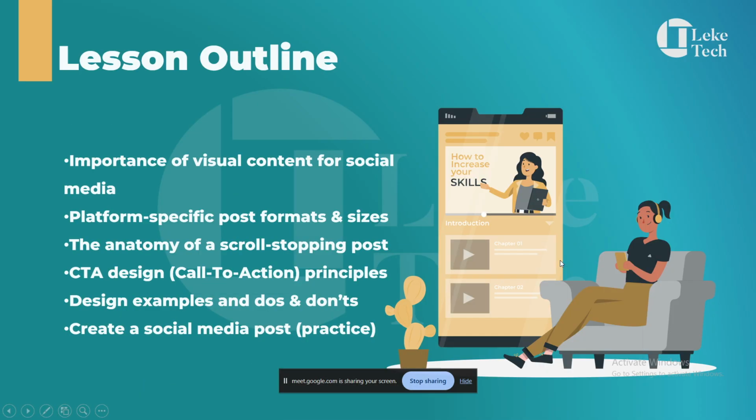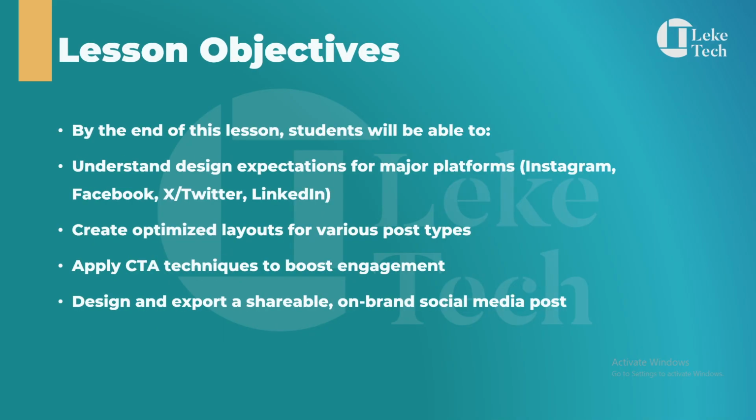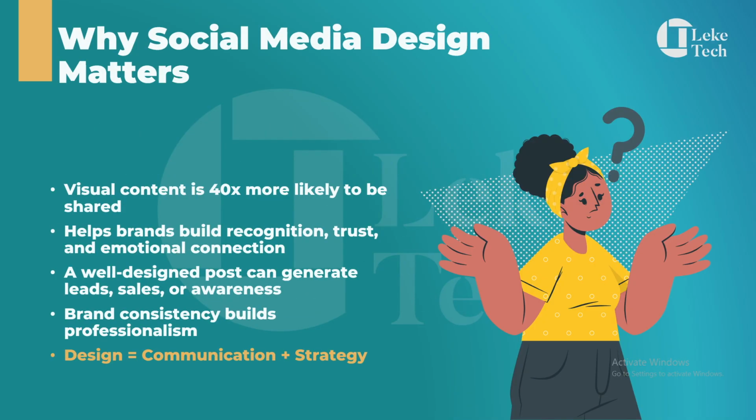Okay, today we'll be seeing the importance of visual content for social media, platform-specific post formats and sizes, the anatomy of a scroll-stopping post, CTA design examples, and creating social media posts. The objective of this lesson is that by the end of the lesson, you should be able to understand design principles for major platforms, create optimized layouts for various post types, apply CTA techniques to boost engagement, and design and export a shareable on-brand social media post.